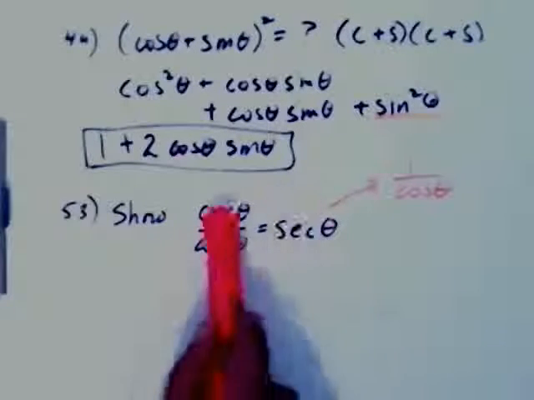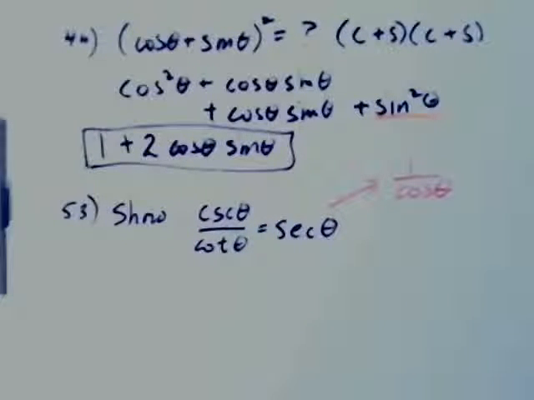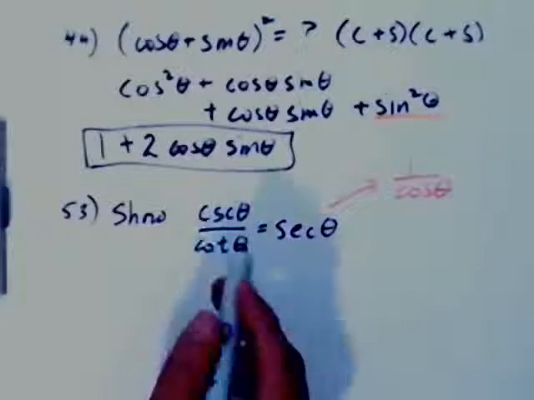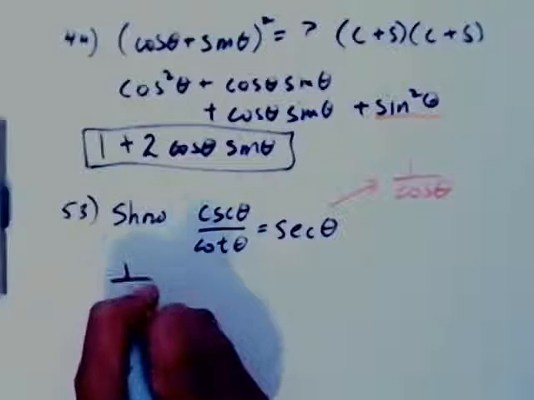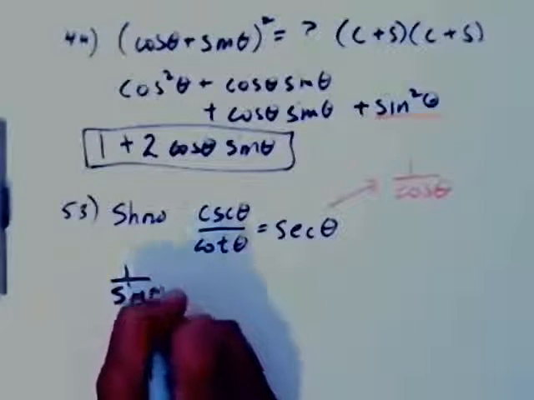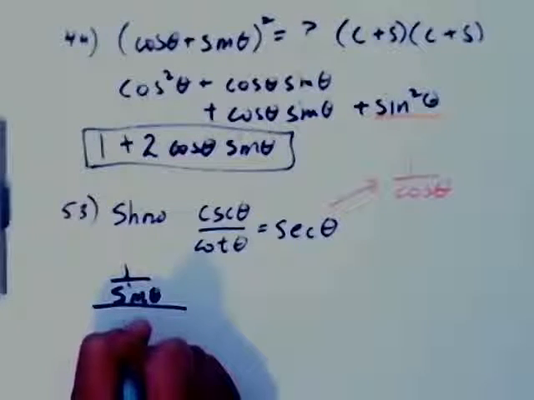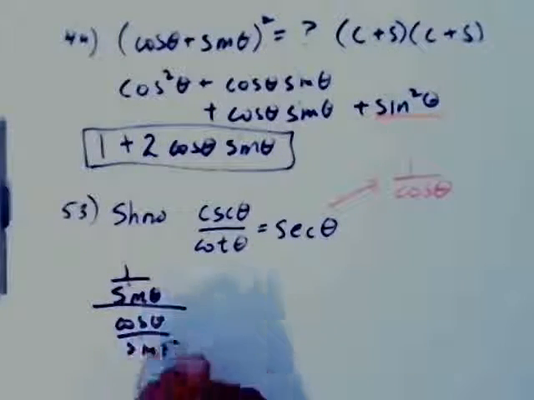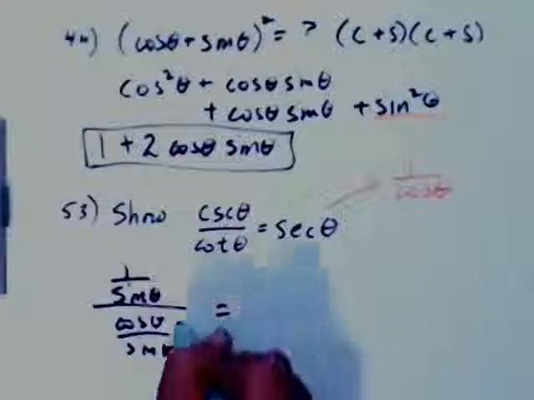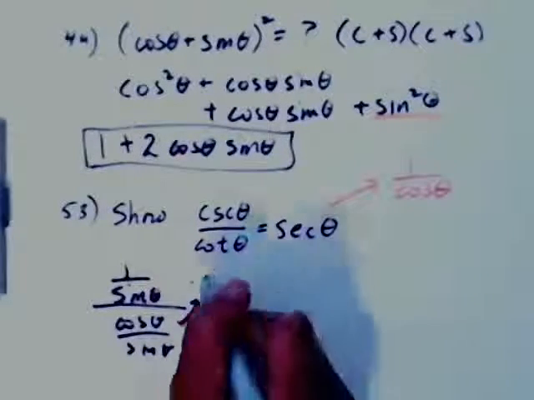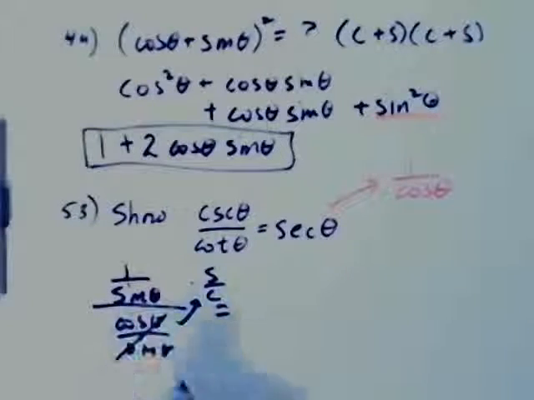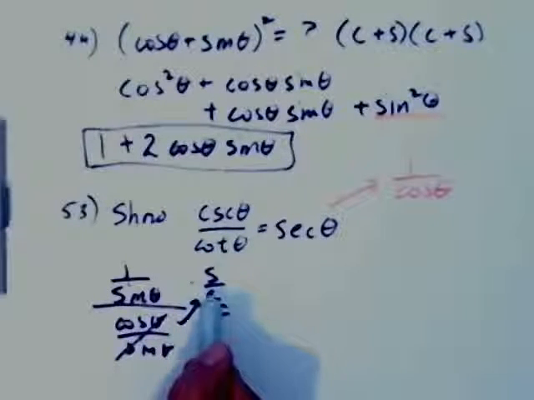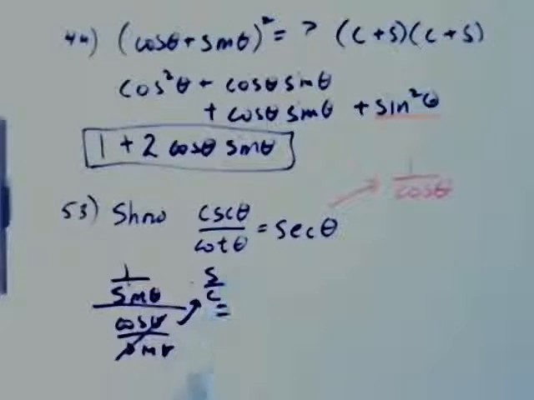So you're going to use this technique quite a bit to try to massage the expression to make it look like the expression on the other side. So we know that 1 over cosecant theta is 1 over sine of theta, divided by cotangent theta, which is the cosine of theta over the sine of theta. We're going to multiply by the reciprocal. Instead of cosine over sine, we're going to multiply by sine over cosine.